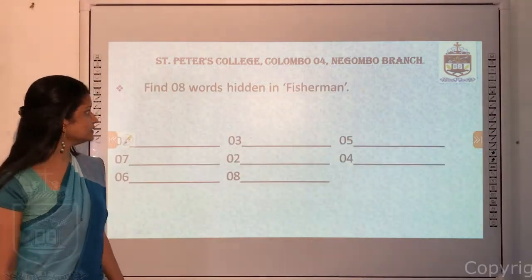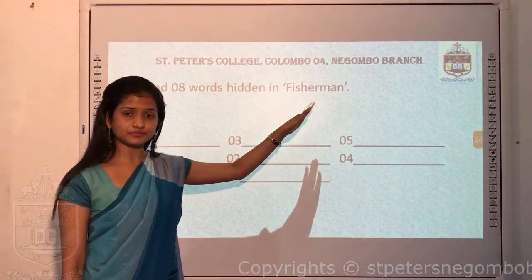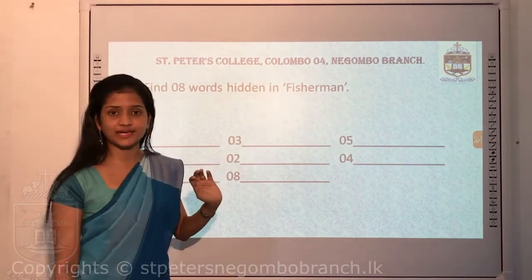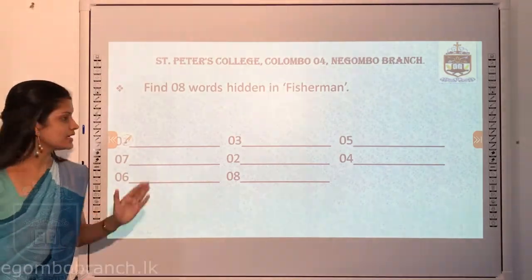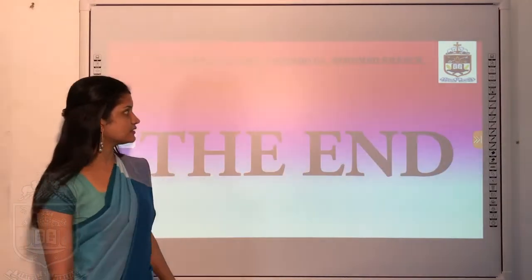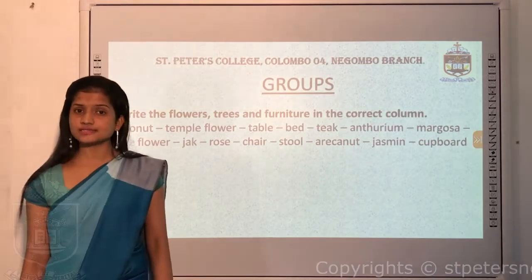The next one, find 8 words hidden in fisherman. Here straight away we can see fish is there. Can write the word fish. You are right. Now here you have to write 8. That's the end of this lesson. We'll move to the next short lesson, that is groups.